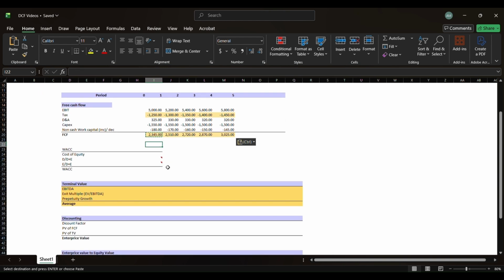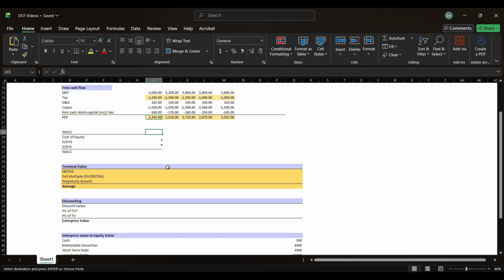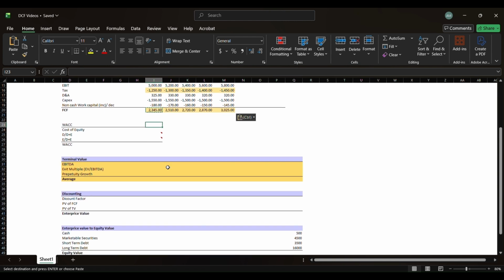Now moving forward to the third section, which is the WACC calculation. Next, we calculate the weighted average cost of capital, which is the discount rate used in DCF. But firstly, we have to calculate the cost of equity using the capital asset pricing model. The formula of the capital asset pricing model is RFR plus beta times (RM minus RFR).